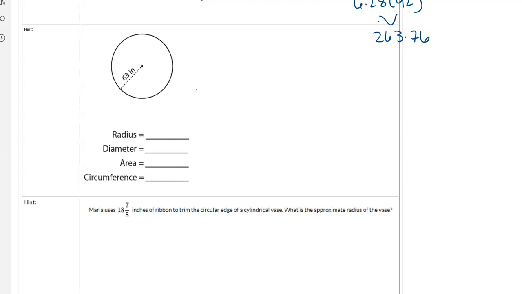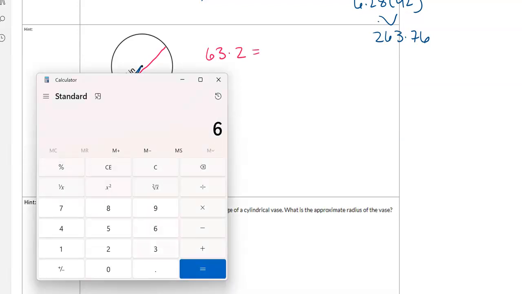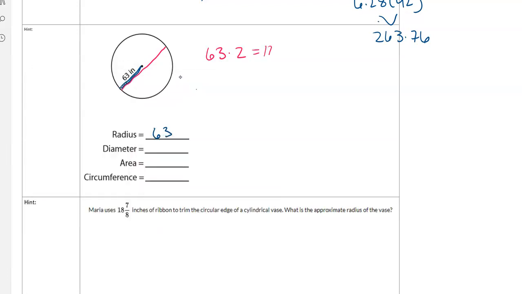What happens when they give you the radius? Well, it's the same thing. From here, we already know this is 63 inches, so we can write that there. But in order to calculate the diameter, which goes all the way across, we'll do 63 times 2. So let's do 63 times 2. And that's 126. So the diameter is 126 inches. Can't forget to label here.